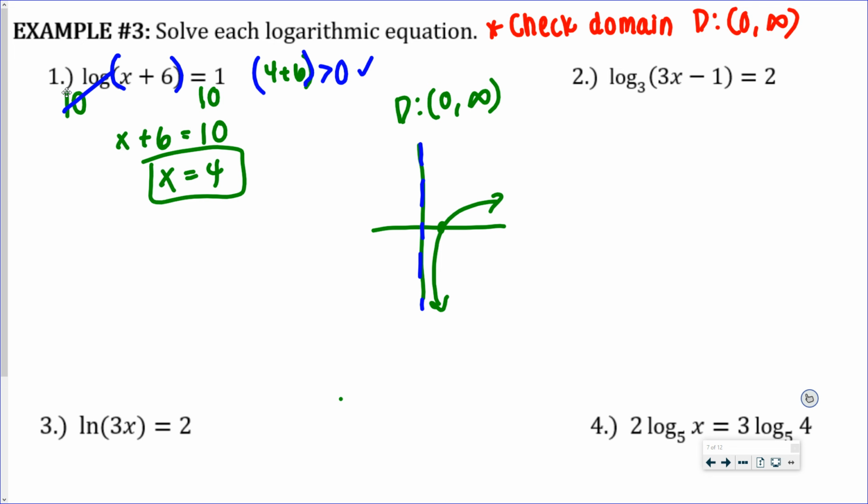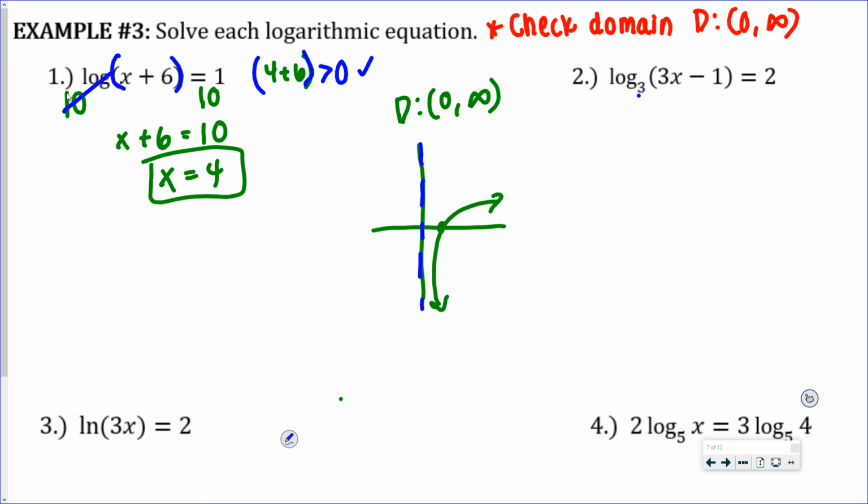Here I have log base 3 of 3x minus 1. So again, picture this as you have three layers around your variable. The first layer you have is log base 3. The second layer is a minus 1. The third layer is a times 3. You guys know how to do those ones. How do I get rid of the log base 3? Using its inverse. Exponents. Yep.